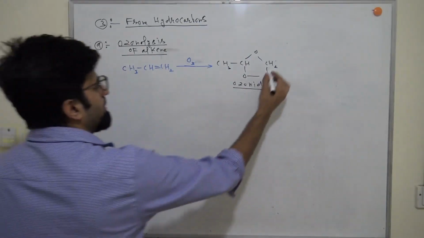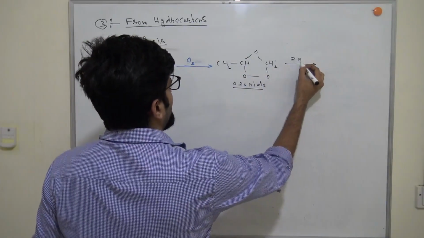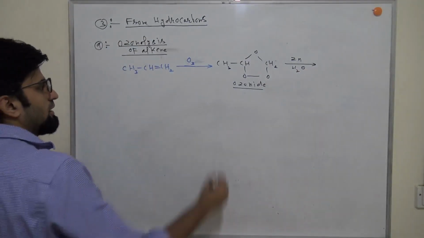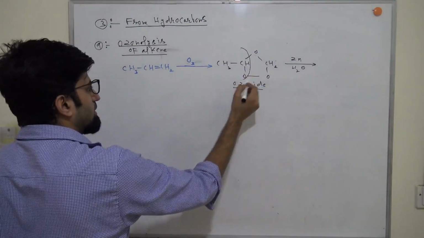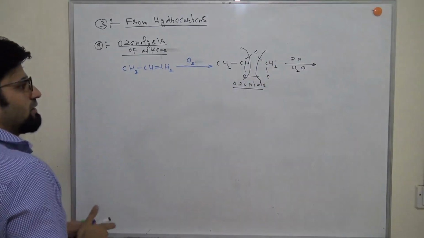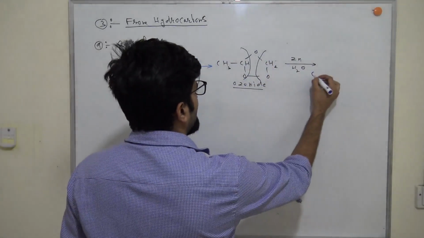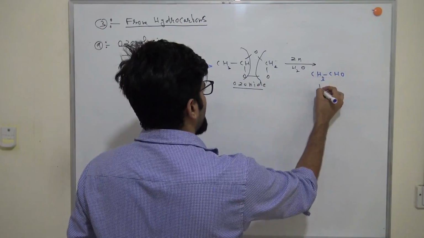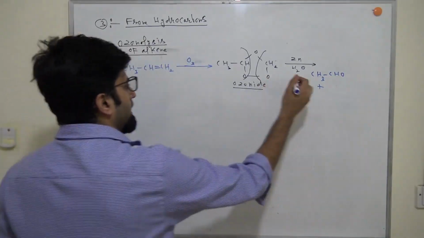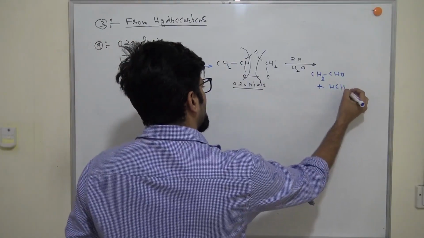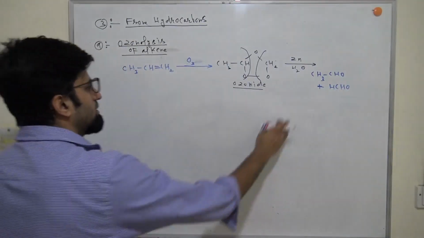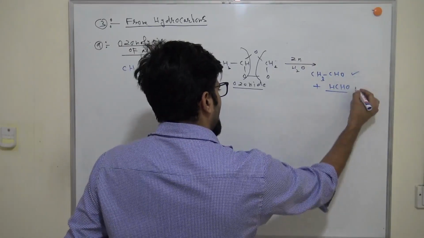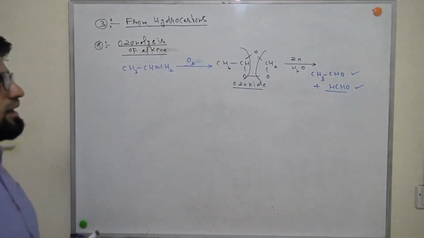Okay, in the second step, we do reductive ozonolysis, Zn/H2O, zinc and water. What happens? It will cleave like this. And what will we get? CH3CHO plus HCHO, acetaldehyde plus formaldehyde. Understood? What do you obtain? Aldehydes.